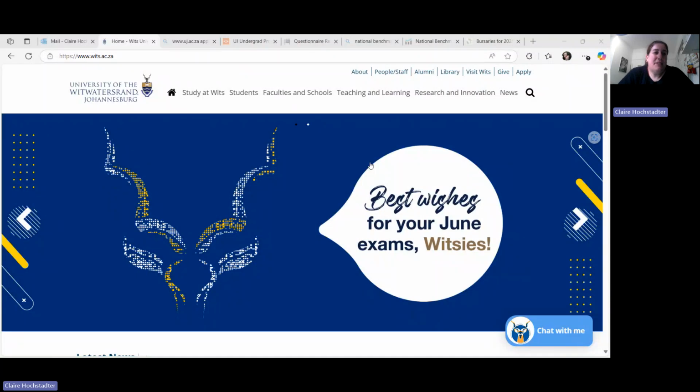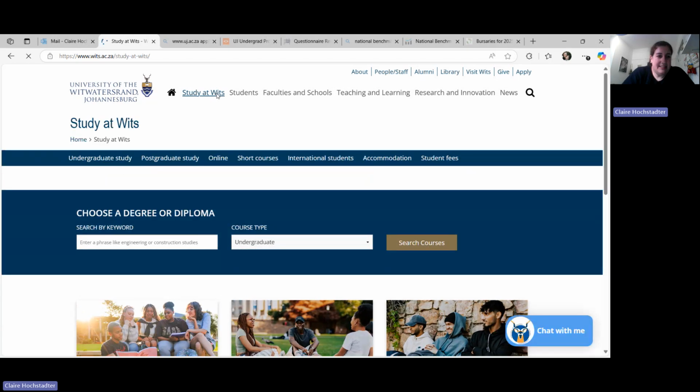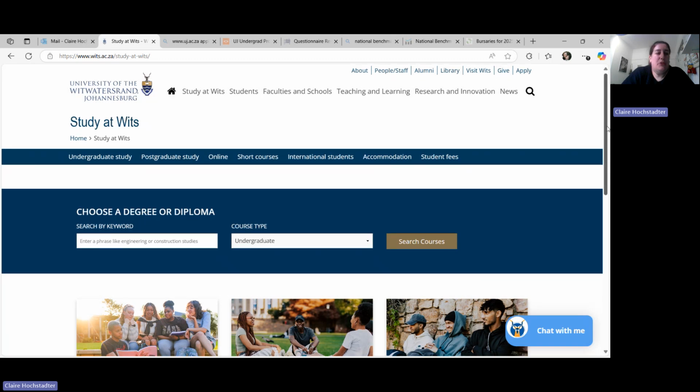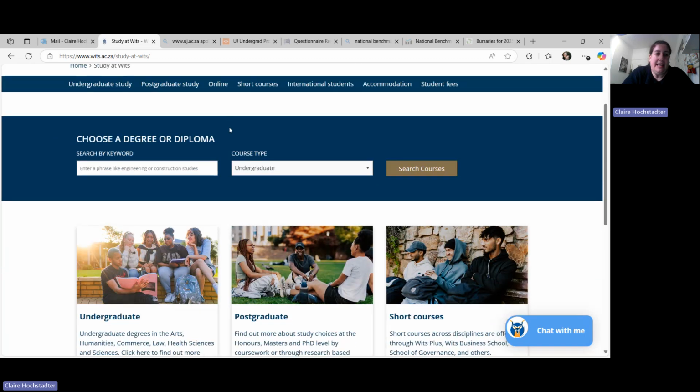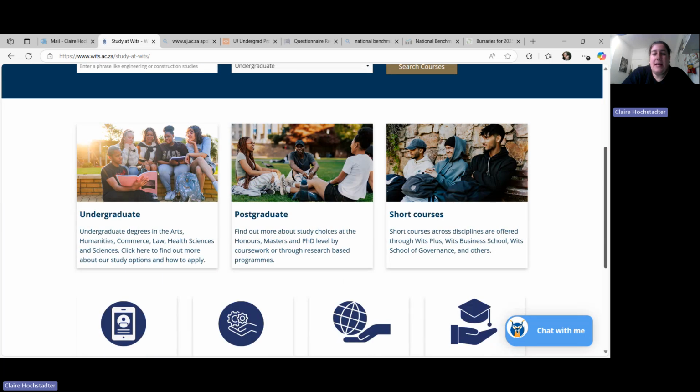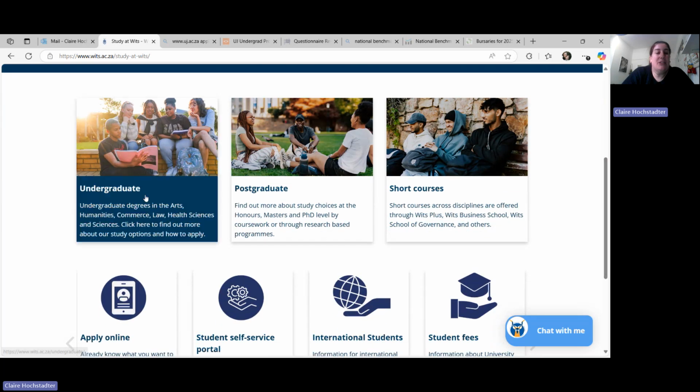So simple, www.wits.ac.za, and this is their opening page that you will get to. So we're going to start off by looking at the APS scores. If you go to study at WITS, you will come to this page. Now, if you know specifically what you want to do, you can work here where it says choose a degree. However, because we're taking a step back and because we are actually looking at what our points are, we are going to go to the undergraduate section.